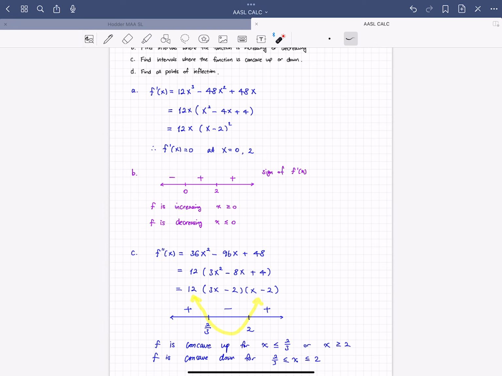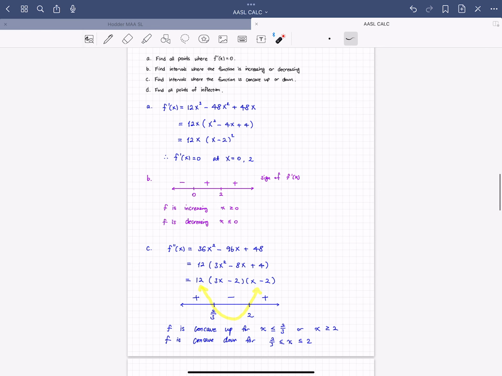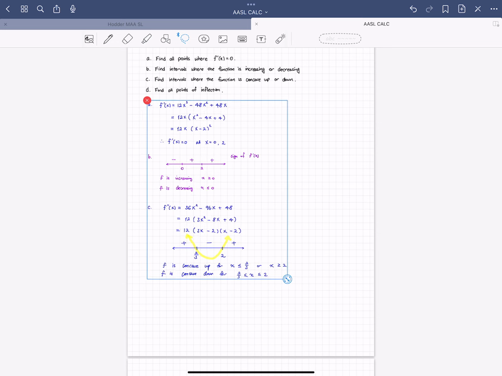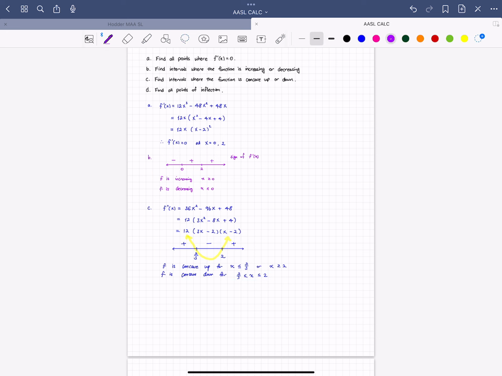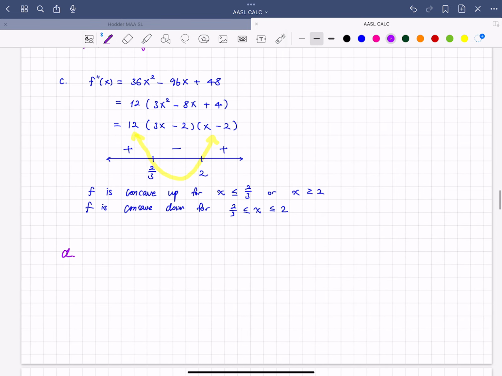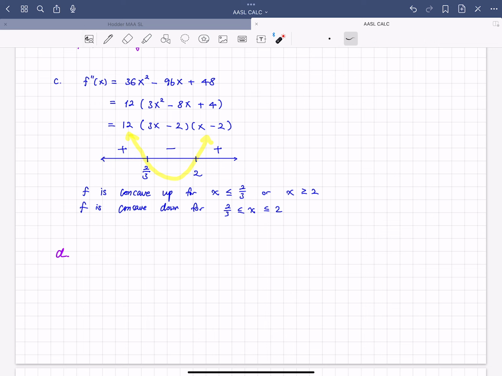Points of inflection, or a point of inflection, is when the concavity changes, right? So let me make these things a little bit smaller here. All right, D. So I've already done the work in part C because I drew this number line. So when x is 2/3, before that, or to the left of it, it's concave up, and then after that, it's concave down, right? So that's a point of inflection when x equals 2/3.